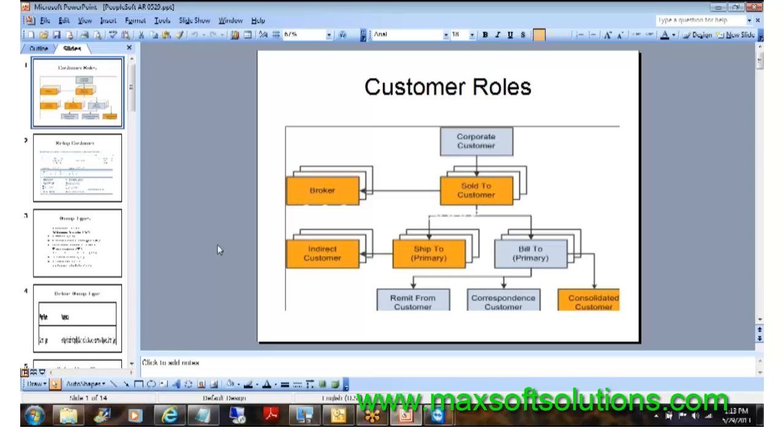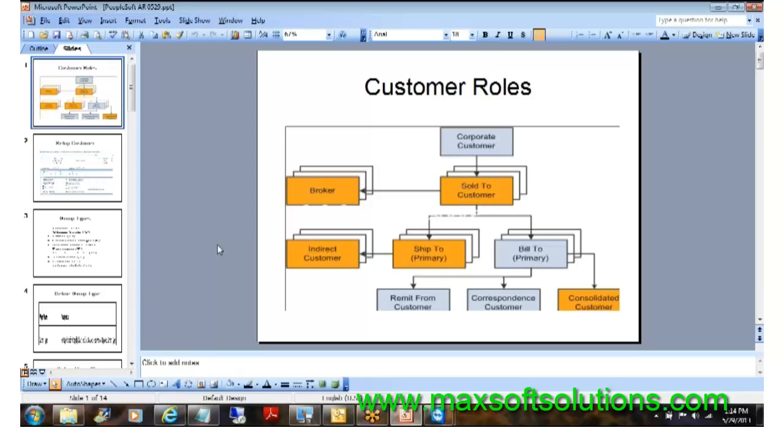So first is a corporate customer. A customer can be a corporate customer, meaning the parent customer for analyzing total accounts receivable exposure. Sold to customer is a customer that places the order. Broker is a customer that orders the product for the sold to customer. And the ship to customer is the customer that actually receives the goods that are ordered.